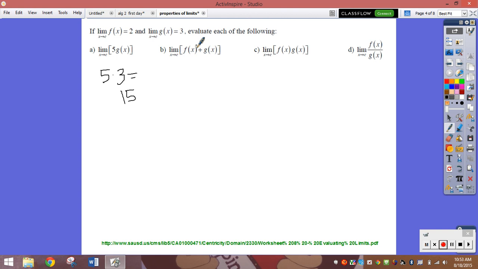B, this is your addition, where you can find the limit of each function separately and then add them. So that would be the limit of f of x, which is 2, plus the limit of g of x, which is 3. This would equal 5. This is multiplication, so you'd multiply the two limits, 2 times 3, which would be 6. And then your quotient property, where you just divide the limits of the two functions, so 2 over 3. And fractions are better because they're more exact, so we're just going to leave that as a fraction instead of dividing it out.